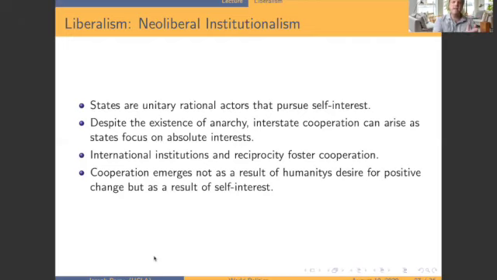So what's important here is that the joining of these institutions is not because of some normative advantage, right? It's not because we're trying to make the world a better place, although that certainly happens. Rather, states join these institutions in their own self-interest.